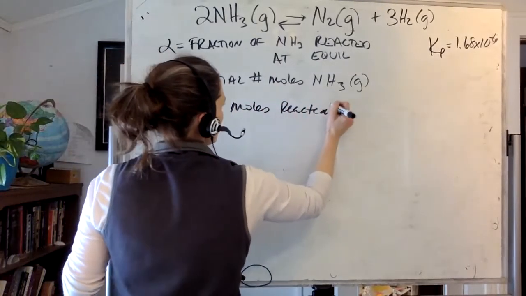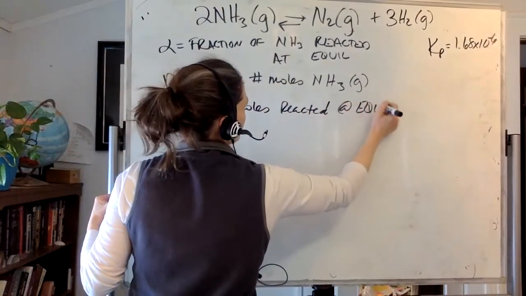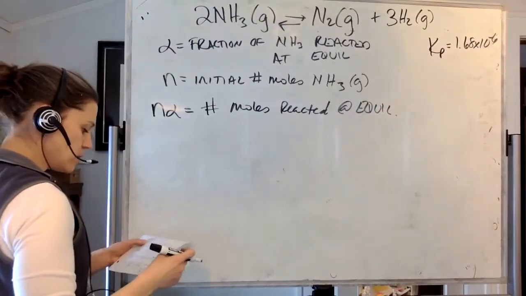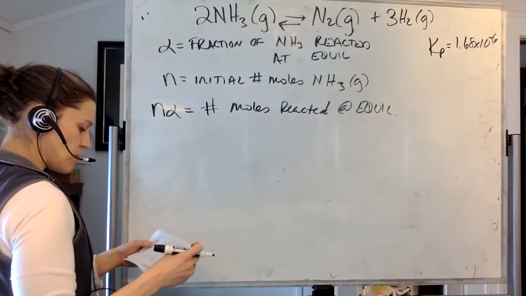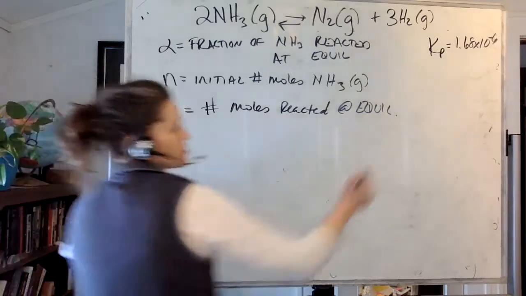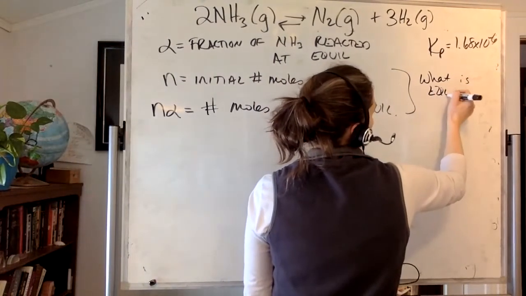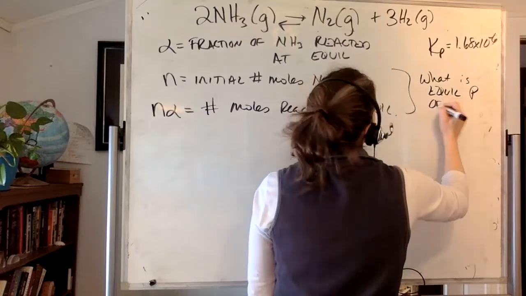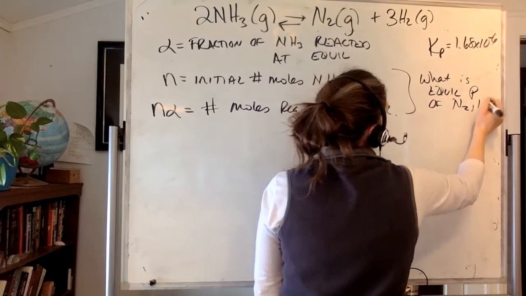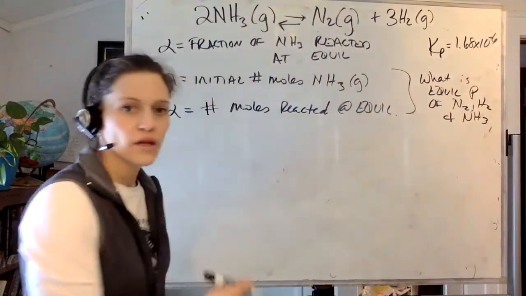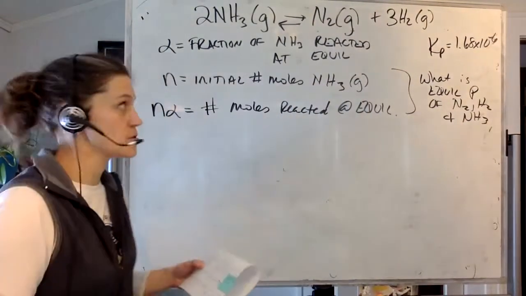N times alpha equals the number of moles reacted at equilibrium. Okay, so now we're going to set up our ICE table with the question of we want to determine what is the equilibrium pressure. So what is the equilibrium pressure of N2, H2, and NH3? So we want to know at equilibrium, what are their pressures?